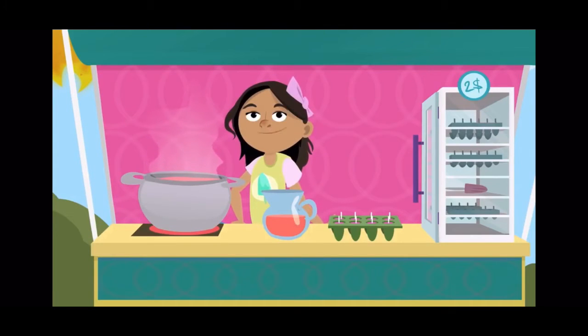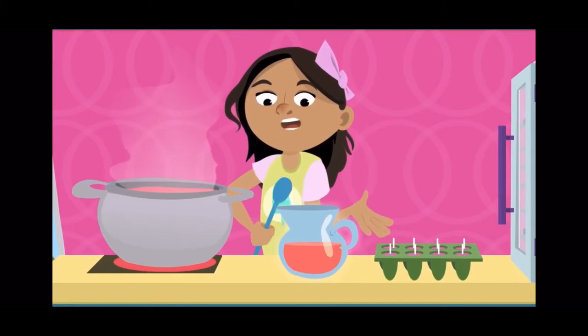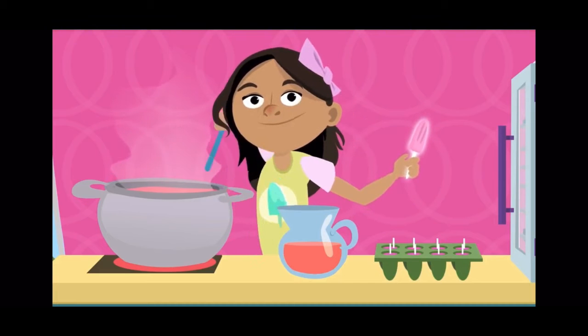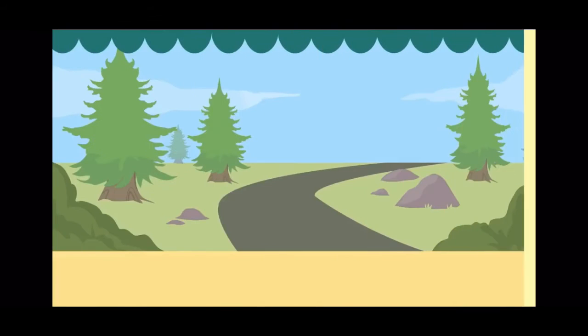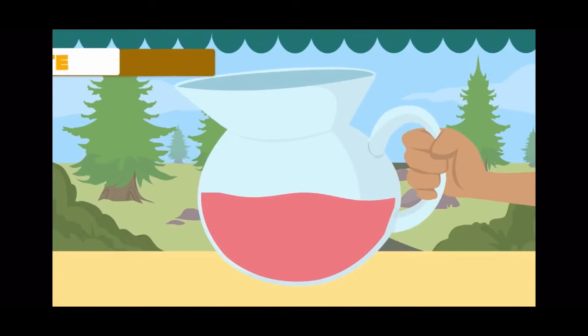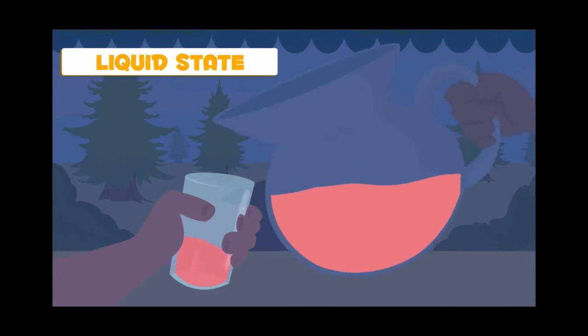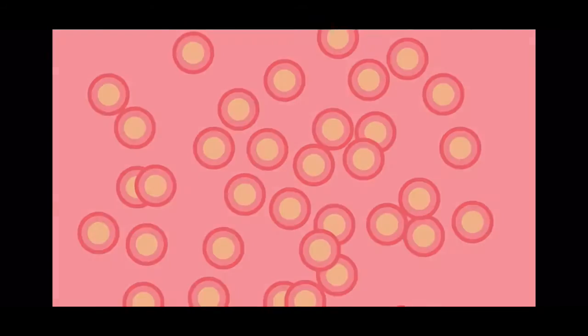Matter, the substance all things are made of, exists in 3 states: liquid, like this strawberry juice; solid, like this popsicle; and gas, like the water vapor coming out of this pot. Everything we drink is in its liquid state. Matter in its liquid state takes on the shape of the container, and its volume always stays the same. Particles are separated and can move freely. Can you see how they're moving? They look like they're dancing.